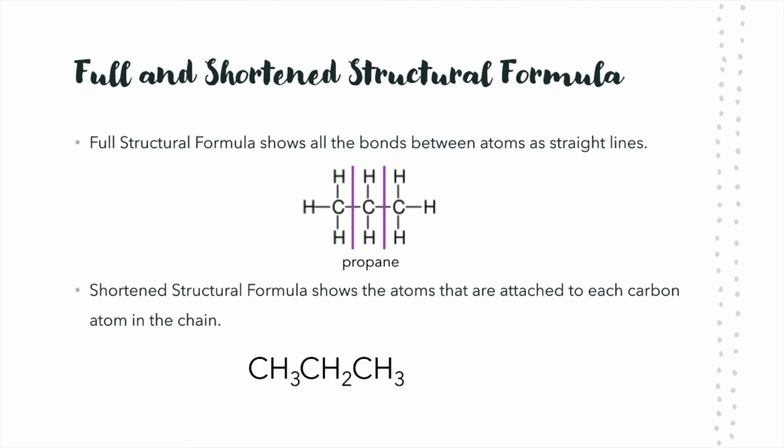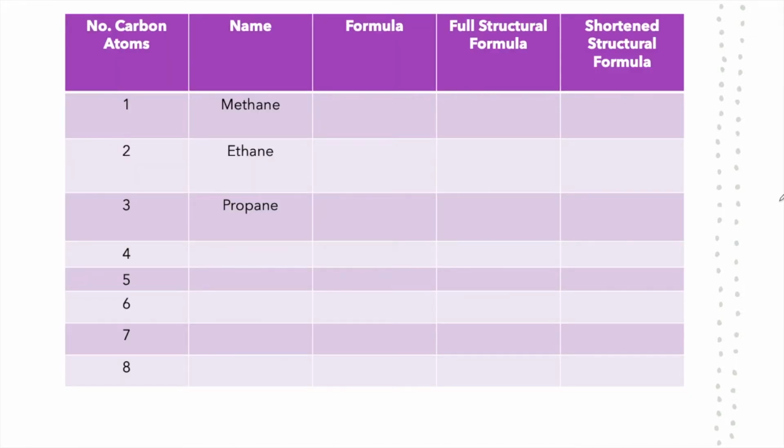Our full structural formula is the whole molecule drawn out with all the bonds shown as straight lines. Our shortened structural formula shows atoms that are attached to each carbon atom in the chain. Okay, so just to get the hang of full structural formula and shortened structural formula, we are going to complete this table for the first 8 members of the alkane family. Now, I will do the first 3 just to start you off, and you continue on with 4 to 8.